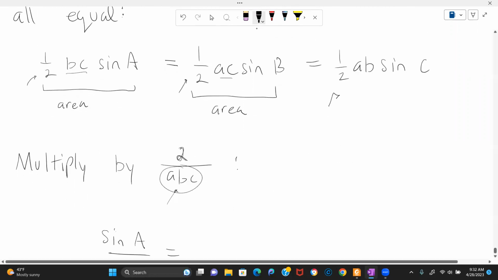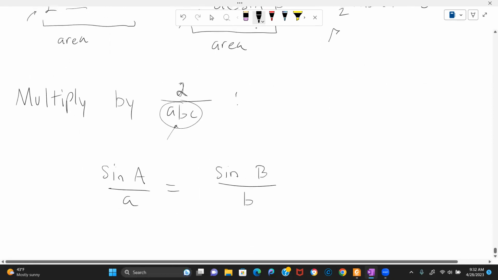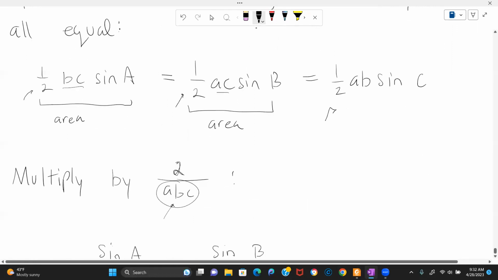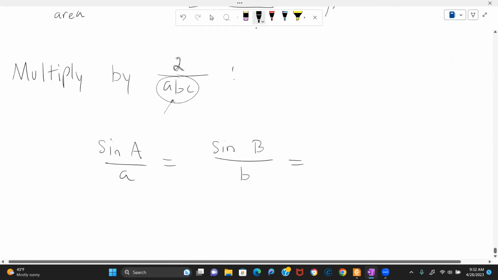All right, so now when we divide ABC into AC, what we have is sine of B, and the A and the C cancel just to leave the B in the denominator. And finally, when I divide ABC into AB, I just have C in the denominator, so I have sine of C over C. And that's the end of the proof.